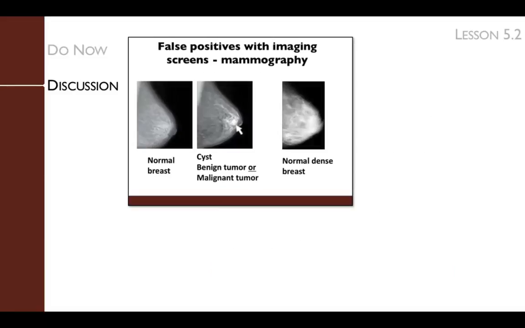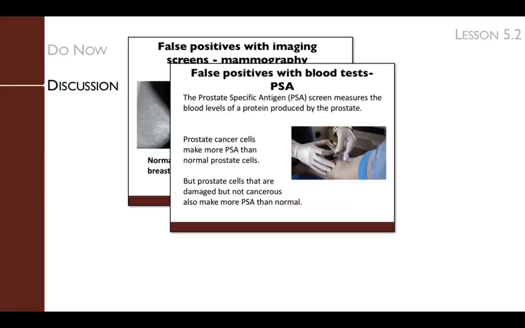Next, we run through 2 real-world examples of the impact of false positives: imaging tests that screen for breast cancer by detecting dense tissue that may turn out to be either malignant or with the potential to become malignant, or the blood screen for prostate-specific antigen that is used to screen for the presence or potential of prostate cancer.